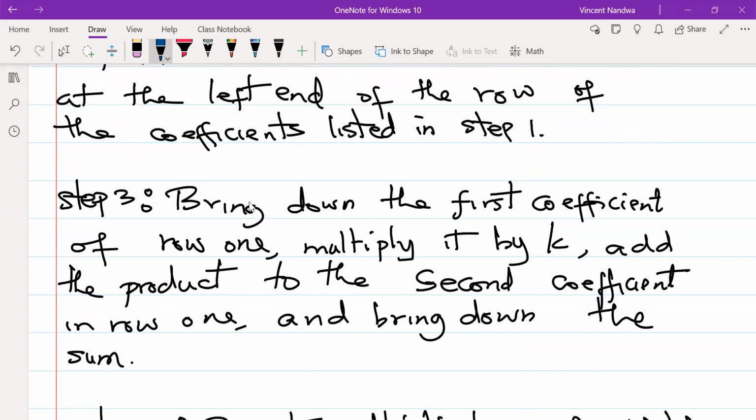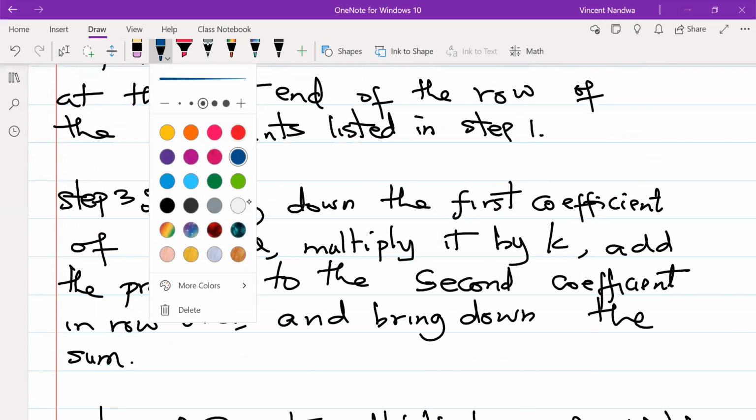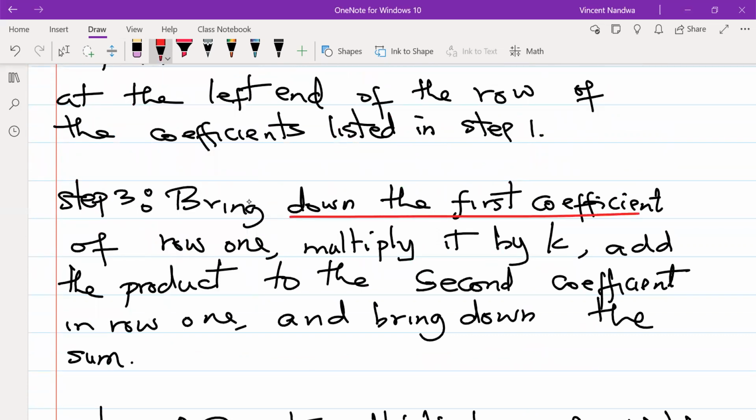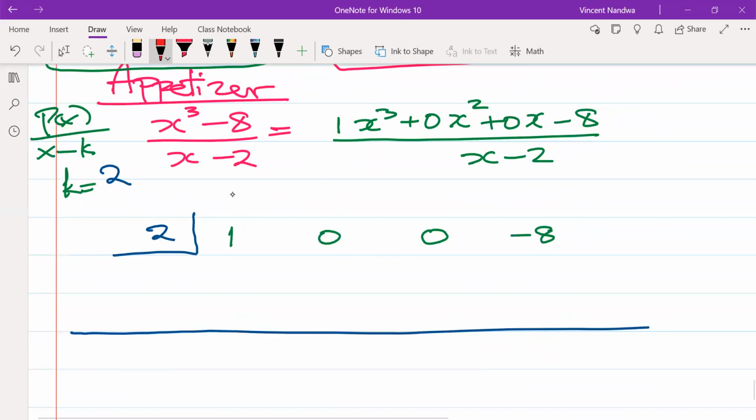Step 3 says bring down the first coefficient of row 1. So what is the first coefficient of row 1? This is the first row. So what is the first coefficient? First coefficient of row 1? 1. So that's what you bring down. So bring down, then write this one here. Okay?